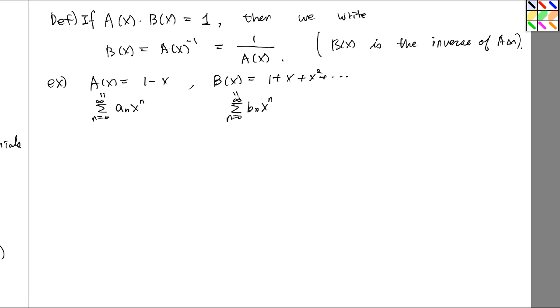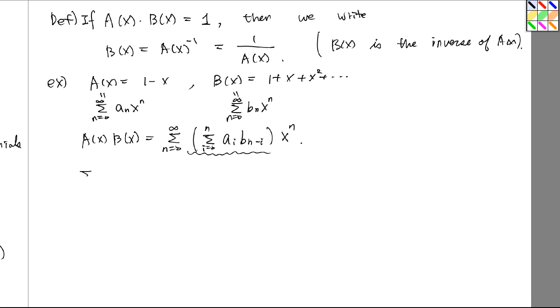Now let's multiply these two generating functions, 1 minus x, A(x) times B(x). By definition it's going to be this. This is the definition. Let's compute this. Now we have two cases.